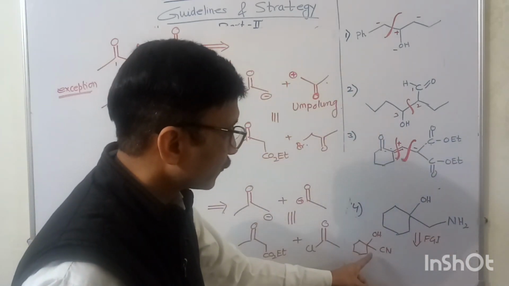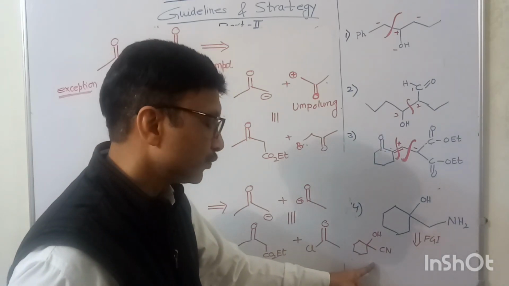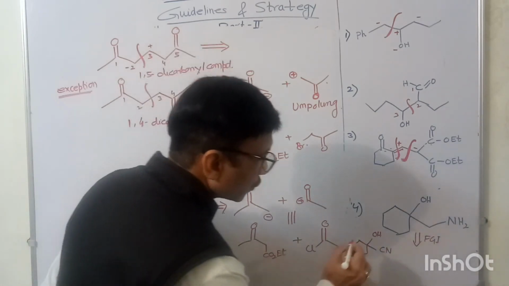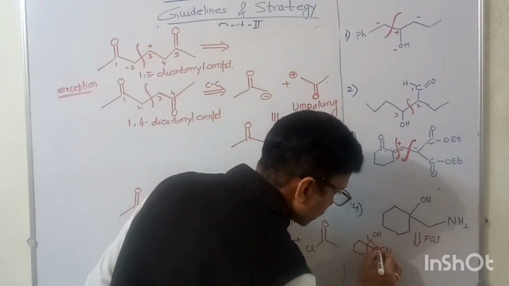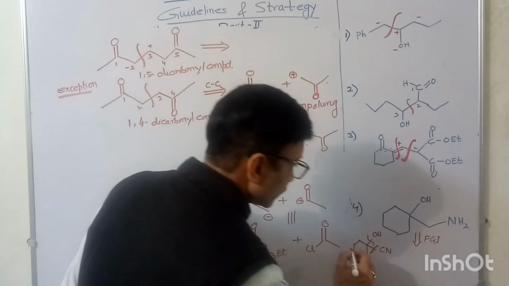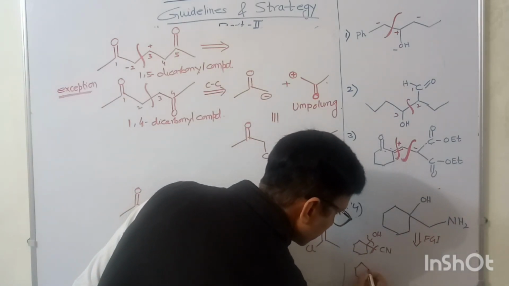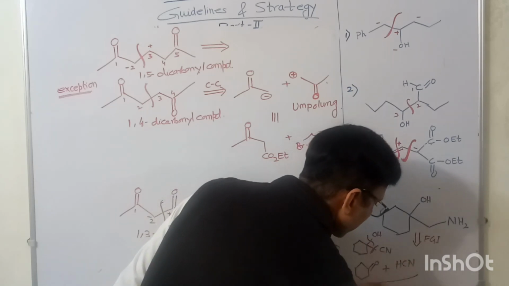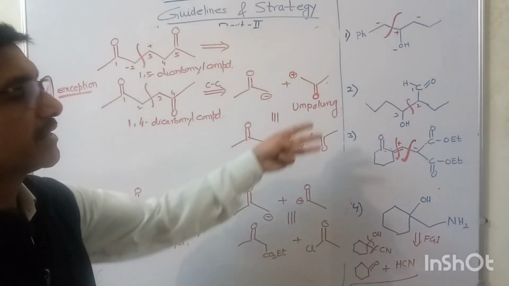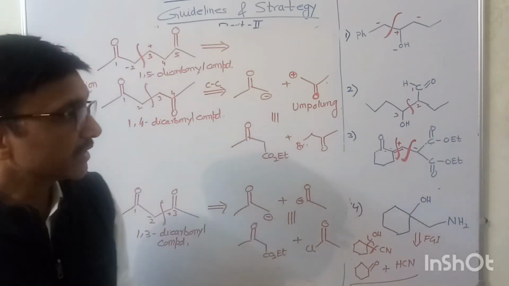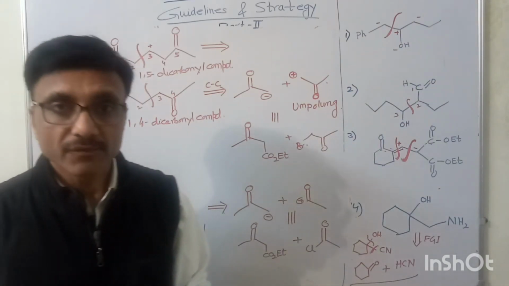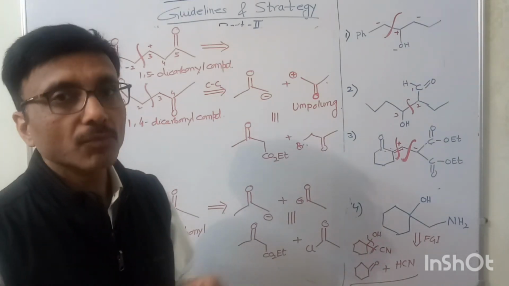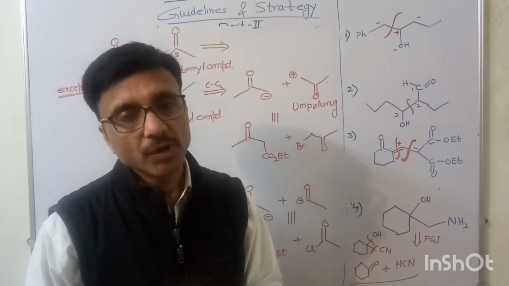And further, for this you can write the synthon. For this, the synthon, as I told you, will give you the synthetic equivalent, this one plus HCN. Okay. So in this way, these are certain examples, and we will see later on, in one group disconnection and two group disconnection, some more similar examples. Okay, thank you.